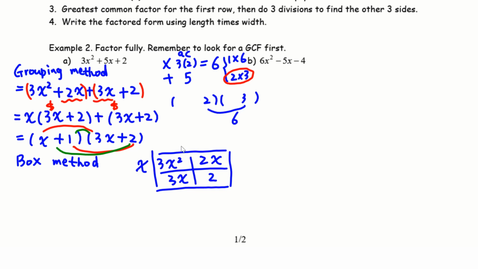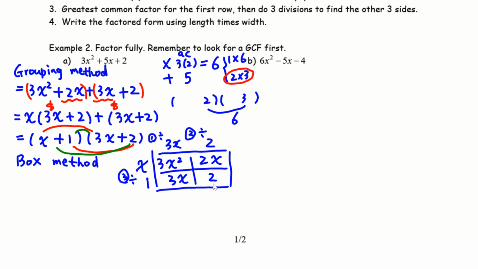Then this is the area of this box. We are going to find one side is x, and for the other side we just do the division of the area. 3x squared divided by x is 3x. Then the second one, another division, 2x divided by x gives you 2. And in this row, we do another division. 3x divided by 3x is 1.